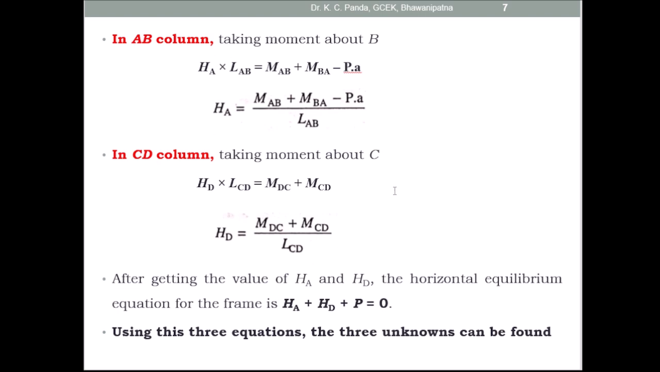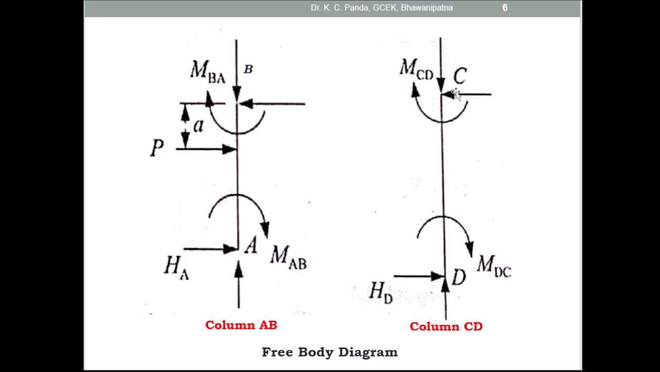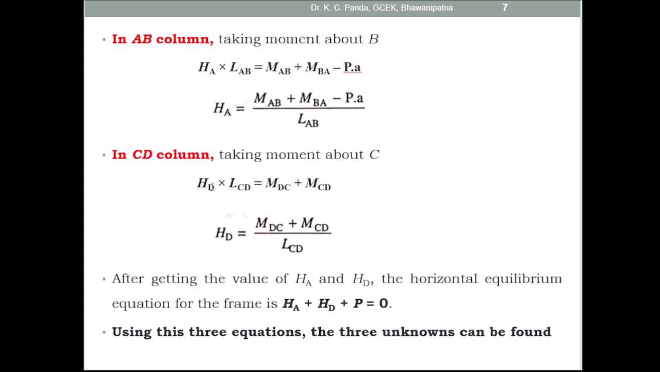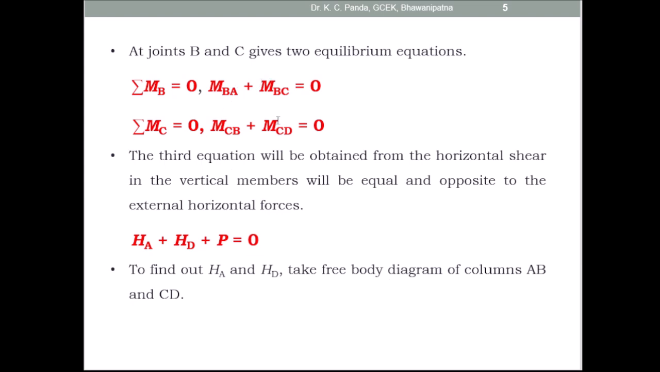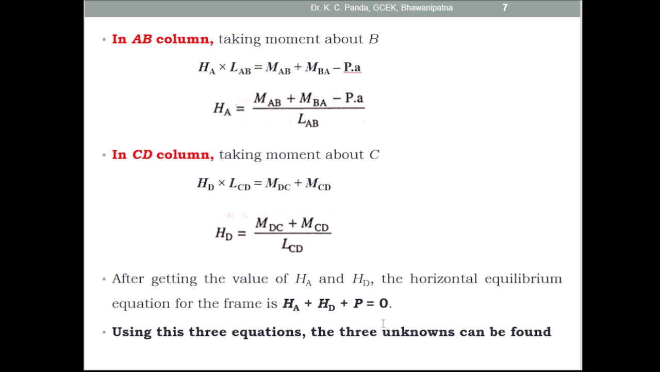Similarly, you can find out the horizontal reaction at D by taking the moment in column CD, about the point C. So here MDC is clockwise, MCD is also clockwise, and the clockwise moment is equal to the anti-clockwise moment. So MDC plus MCD is equal to HD into LCD. So HD is equal to MDC plus MCD divided by LCD. So this is the horizontal reaction at D. After knowing the horizontal reactions at D and A, you can take the horizontal equilibrium equation for the frame, that is, HA plus HD plus P is equal to 0. Already you know the two joint equilibrium equations, and this is the third equation. So by using these three equations, you can find out the three unknowns.